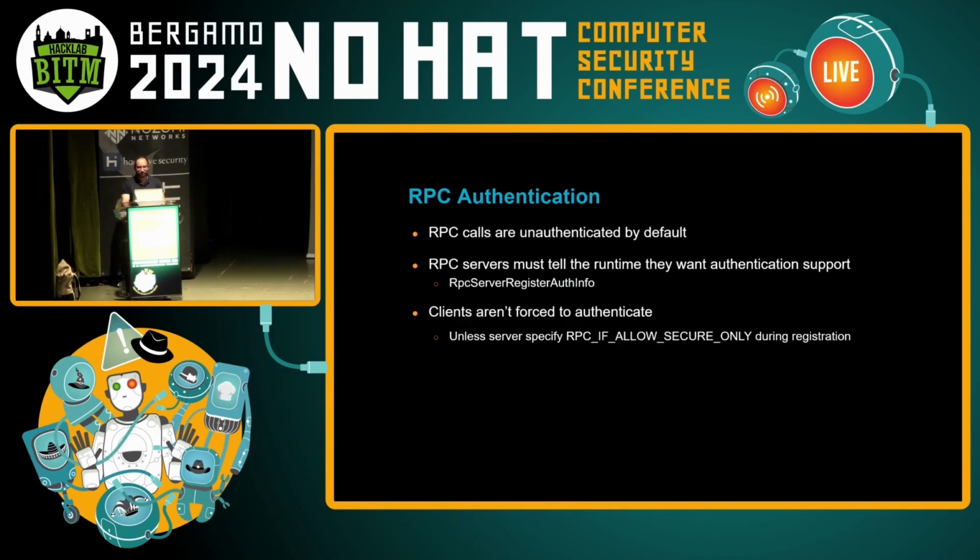On the client side, even if the server registered authentication info and a protocol, no one is forcing the client to authenticate. The RPC runtime doesn't care. And only if the server specifies a unique flag called RPC_IF_ALLOW_SECURE_ONLY will the RPC runtime reject unauthenticated calls. Otherwise, they're going to pass through, and it's the server's job to make sure that the client is authenticated if it wants to.